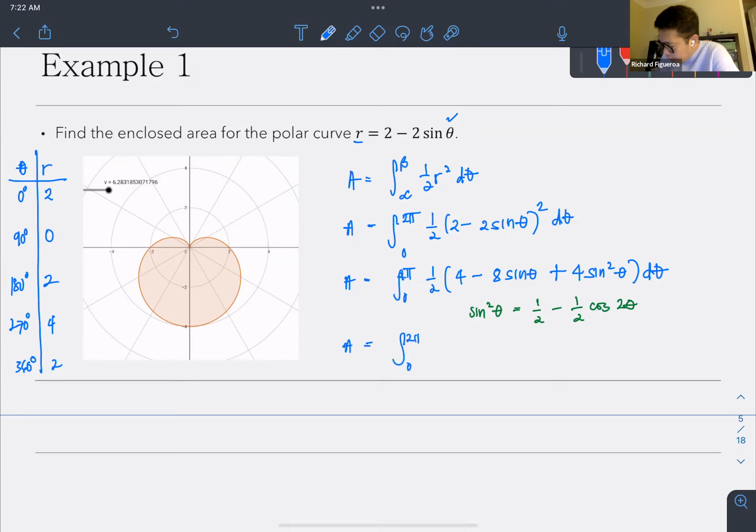So from 0 to 2 pi, then 1/2 times 4 minus 8 sine theta plus 4 multiplied with sine squared, which should be 1/2 minus 1/2 cosine 2 theta, and then d theta.